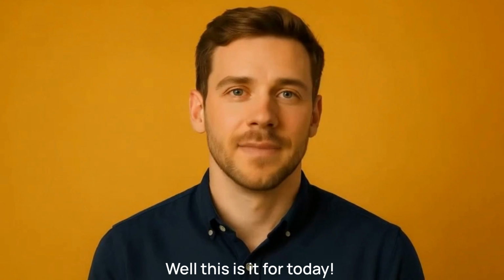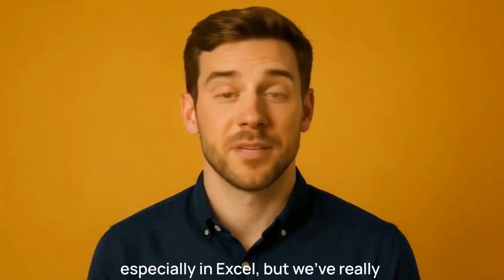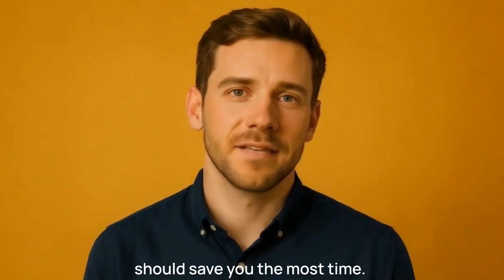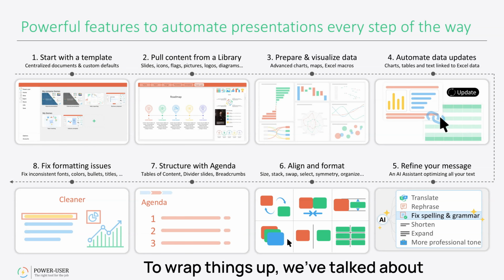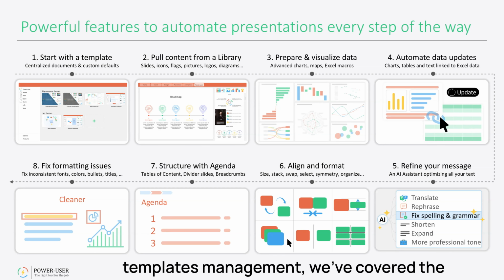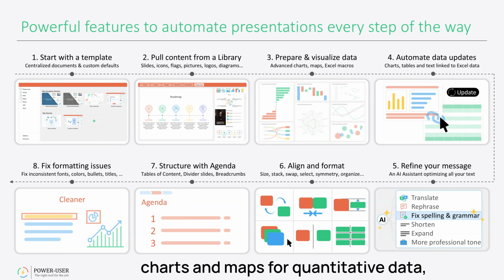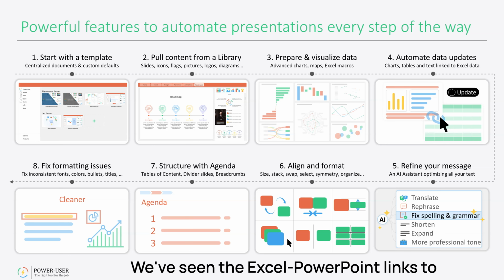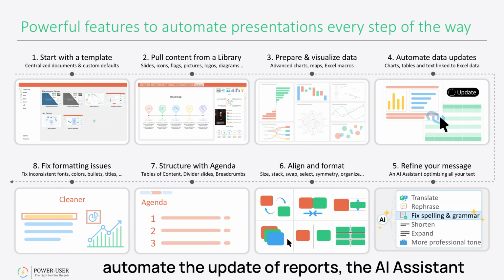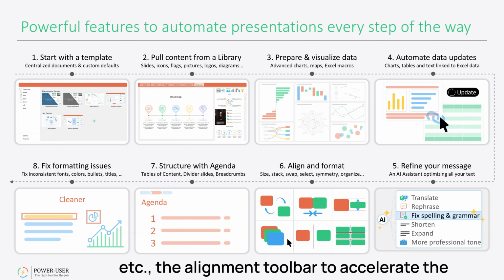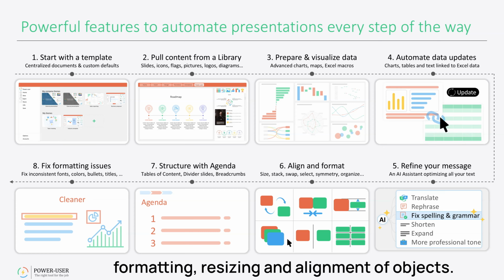Well, this is it for today. There are a few other functionalities, especially in Excel, but we've really covered the key features that should save you the most time. To wrap things up, we've talked about templates management. We've covered the library with slides, icons, flags, and images, charts and maps for quantitative data, and tombstones for business proposals. We've seen the Excel PowerPoint links to automate the update of reports, the AI assistant to translate, rephrase, convert to bullet points, etc., the alignment toolbar to accelerate the formatting, resizing, and alignment of objects.